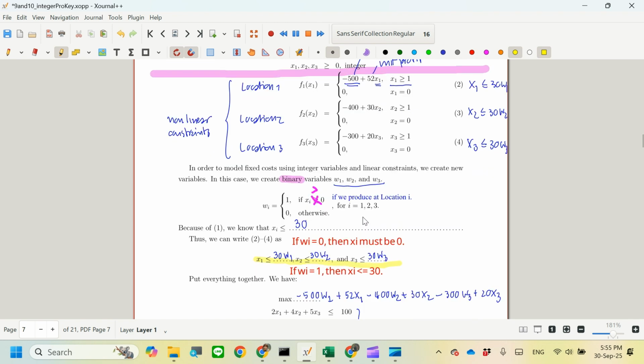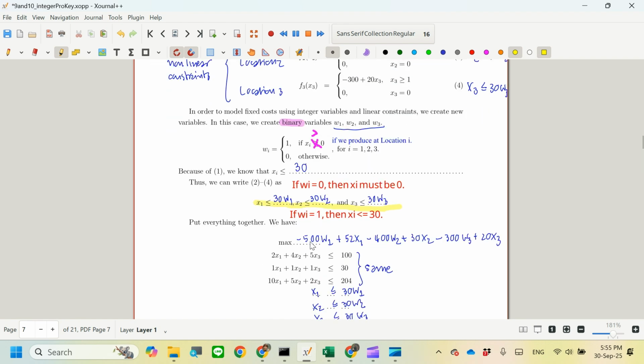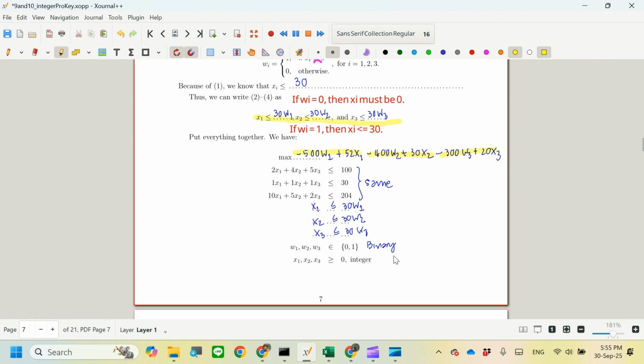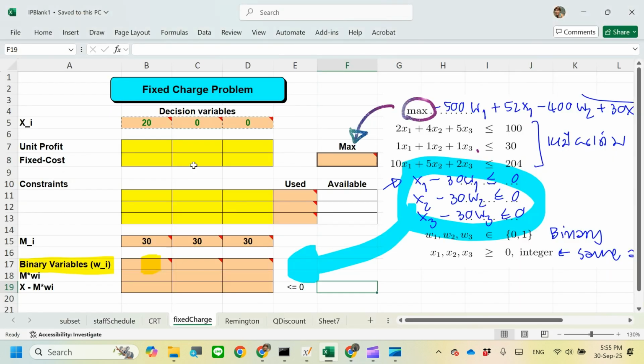So we maximize minus 500 W1, for location 1, location 2, and location 3. And the common resources are the same. And then we also have X1 less than or equal to 30 W1, and so on. And the W are binary, and the X's are non-negative integers. So we can solve this problem on Excel.